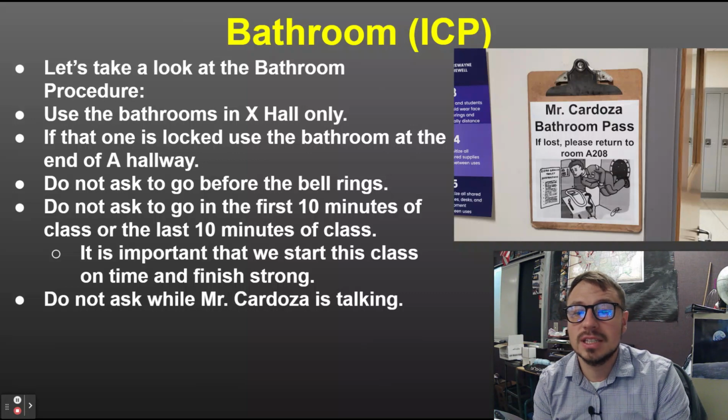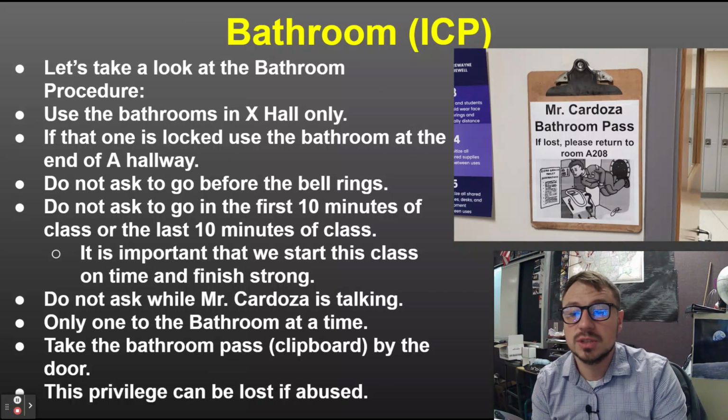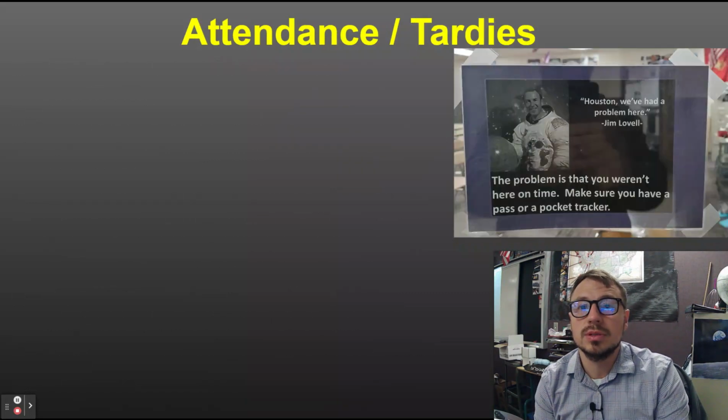Do not ask while the teacher is talking. Only one out to the bathroom at a time. Take the bathroom pass, which is a clipboard, by the door. This privilege can be lost if abused.